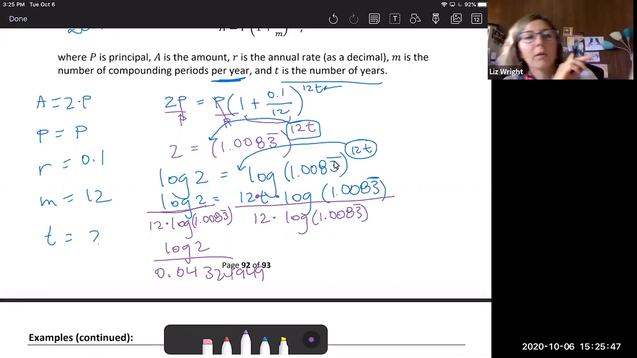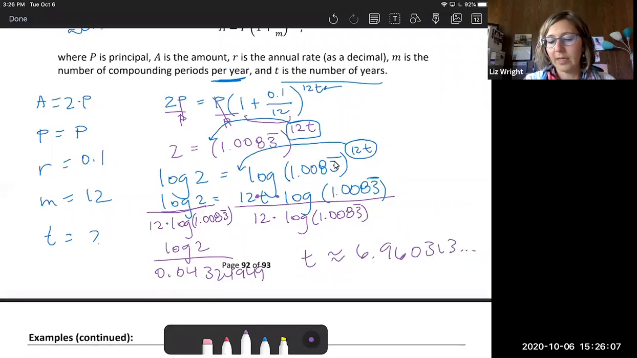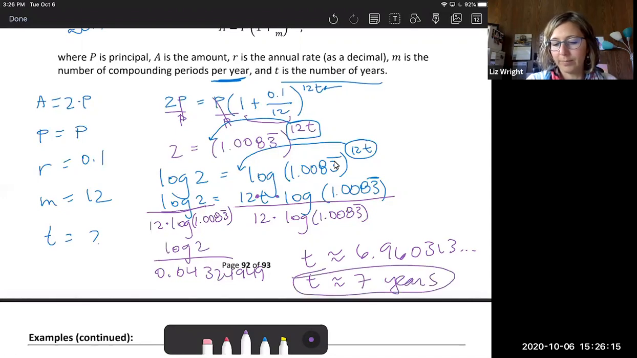So that's what I got for log of 2. And then I would divide it by that decimal that I just noted, 0.043244949. Hit equals, and I'm still going to get the same thing. t is approximately equal to 6.960313... So how long does it take for my money to double? Approximately 7 years was my answer.